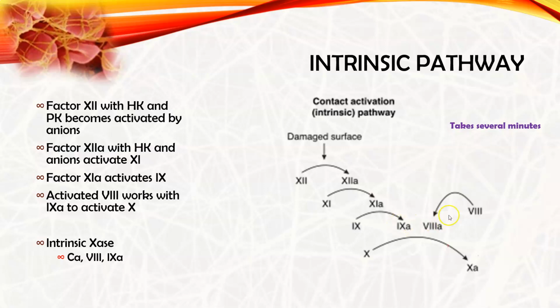And 9A hooks up with 8, its cofactor, to activate 10 to 10A. So on the surface of the platelet membrane, we have calcium in the presence of platelet factor 3, and 8 and 9A hook up together to form the intrinsic 10-ACE. And again, this forms on the platelet surface.